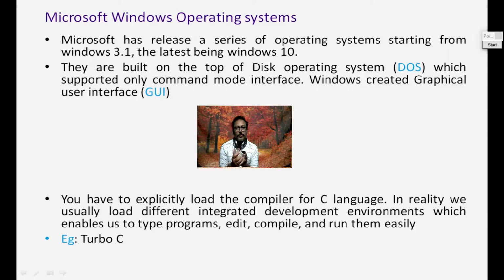So initially command mode interface, but immediately graphical user interface is supported. Even Unix for a long time supported command mode interface, but nowadays all operating systems provide GUI, graphical user interface. So you have to explicitly load the compiler of C language. In the case of Microsoft Windows, it will not come built in into this Microsoft Windows. Of course, there are some editors which are directly supported by Microsoft Windows, which you can load, and they provide the integrated development environment like Visual Studio.